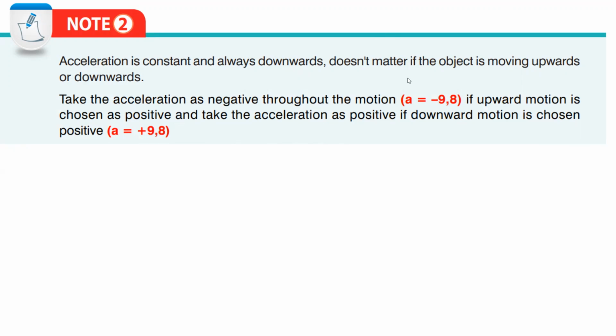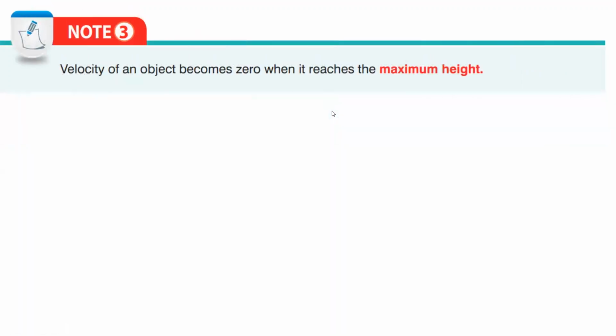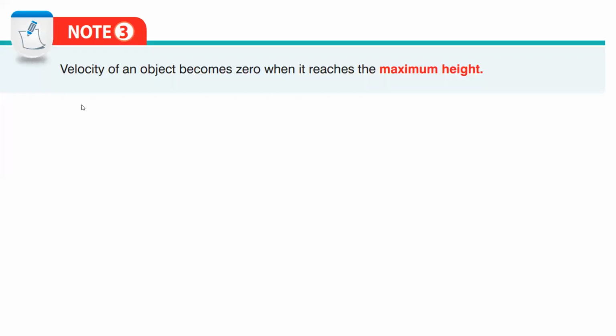Okay, let's continue with the next one. Not a question, note 3: the velocity of an object becomes 0 when it reaches the maximum height. Yes, the velocity will be 0 when the object comes to maximum height. That's another important point.